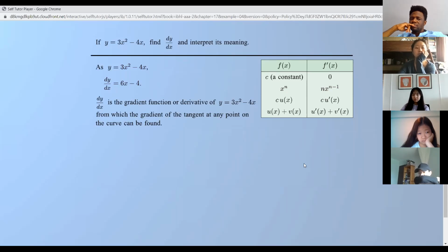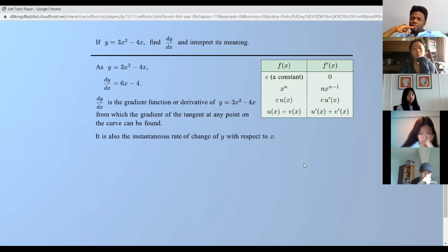dy by dx is a gradient function, which can be used to find the gradient of the tangent to the curve at any point. It also tells us the instantaneous rate of change in y as x changes, which is useful when solving real-world problems.